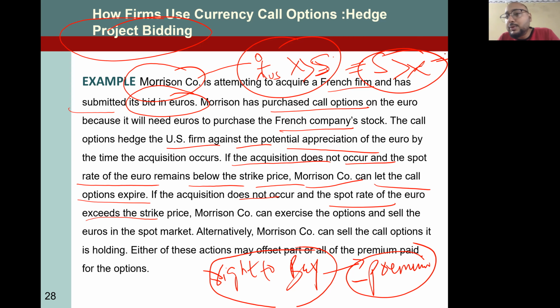Like in our futures and forwards, we have a forward price and a futures price. Here we have our strike price. Okay, good. So this is how we go for project bidding in order to lock our risk against potential appreciation of the foreign currency.